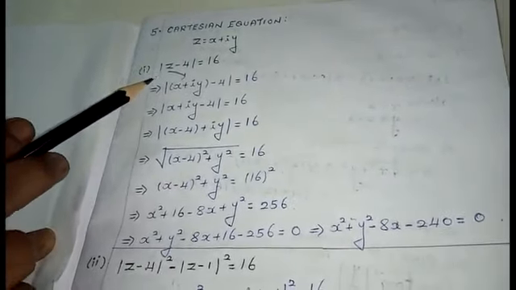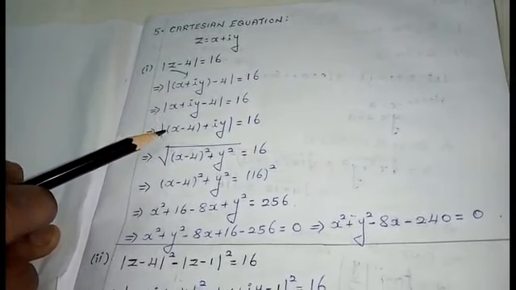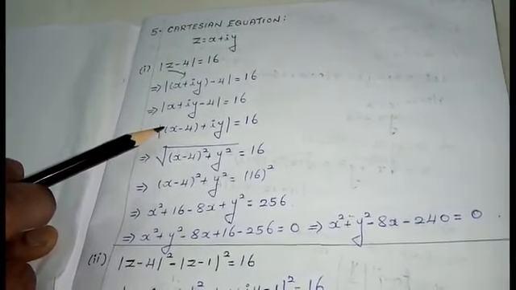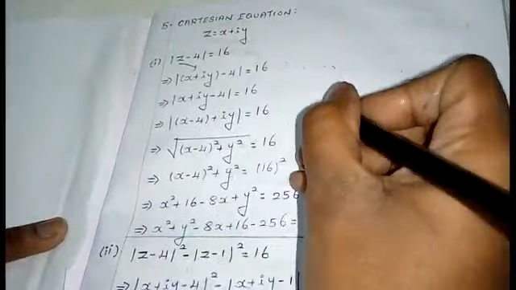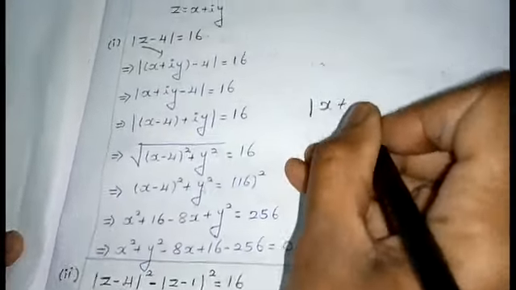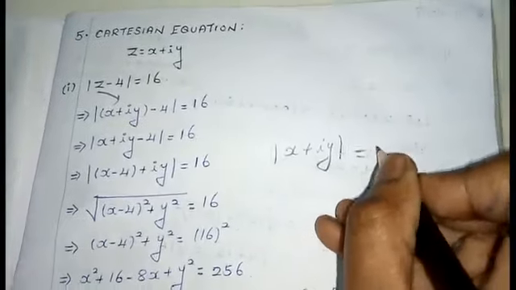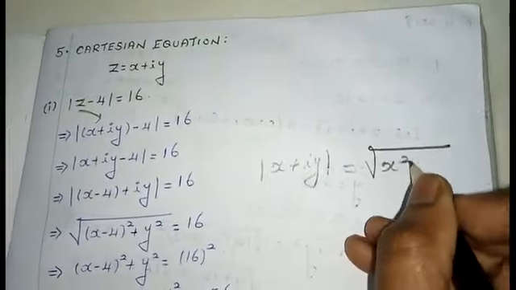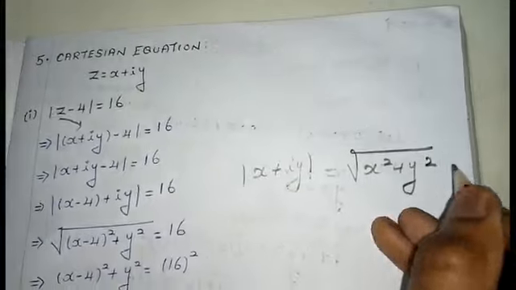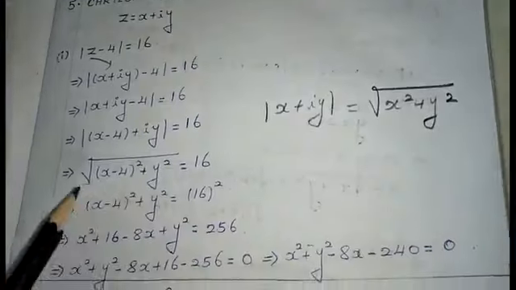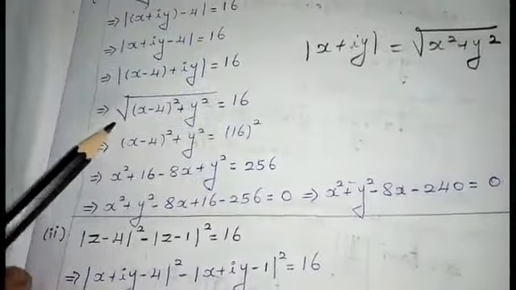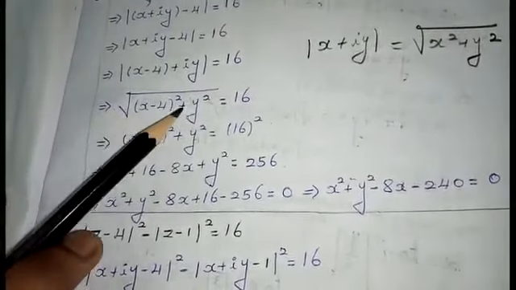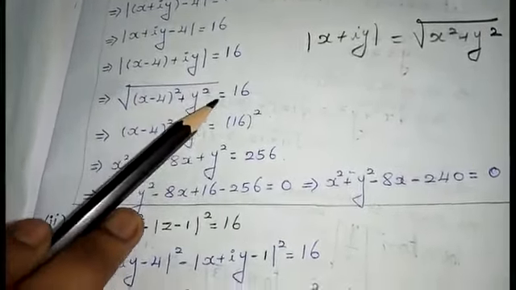After replacing, I am arranging the real part and imaginary part separately inside the modulus. After arranging, what formula will we apply for x plus iy? Modulus of x plus iy is nothing but root of x square plus y square, that is real part the whole square plus imaginary part the whole square. The same way I am done here: square root of real part the whole square plus imaginary part the whole square equal to 16.